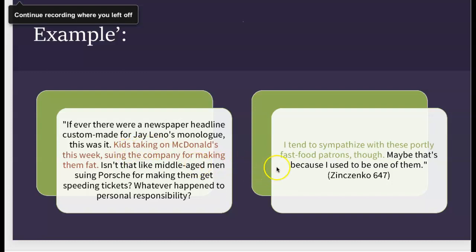And then he adds his perspective or his viewpoint where he says, I tend to sympathize with these portly fast food patrons though. Mainly that's because I used to be one of them. In his introduction, Zinchenko relies on a version of the they say, I say formula, but his writing is anything but robotic or uncreative. He does not explicitly use the words they say and I say, but he does in fact use that underlying structure by essentially saying, they say that kids suing fast food companies for making them fat is a joke, but I say these lawsuits are justified.